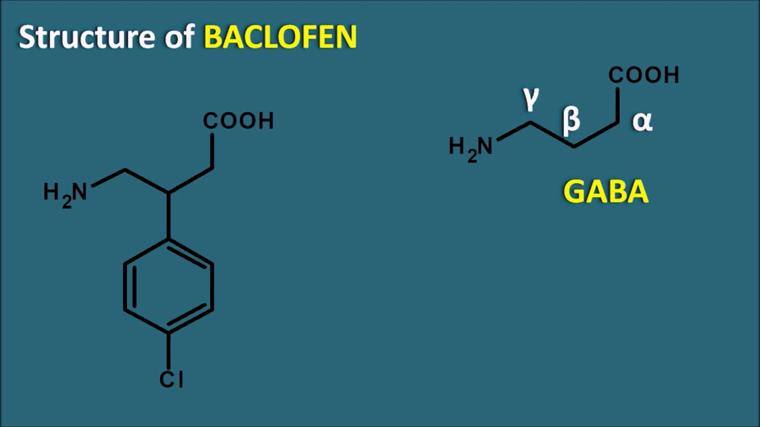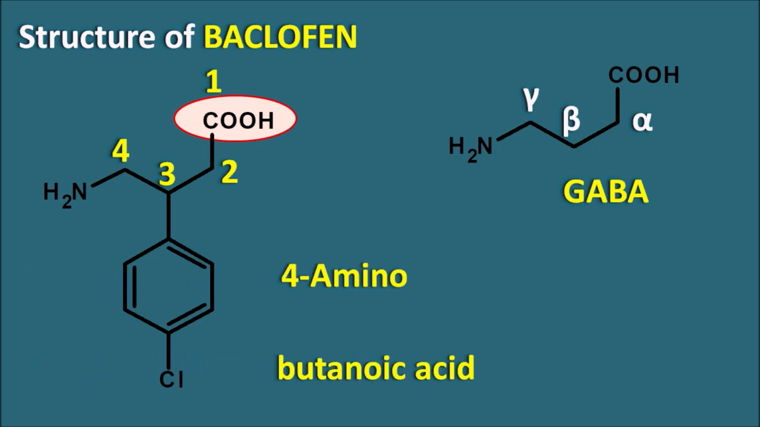Now Baclofen is a structural analog of GABA, having a similar structure with a para-chlorophenyl ring at the third position. Here the functional group is the carboxylic acid, so we can start the numbering from the carboxylic acid: 1, 2, 3, 4. So it is a 4-amino butanoic acid with the third position having the side chain, which is the para-chlorophenyl. So it is 3-(4-chlorophenyl). Baclofen is a para-chlorophenyl derivative of GABA.